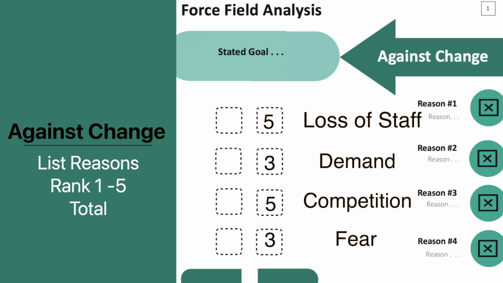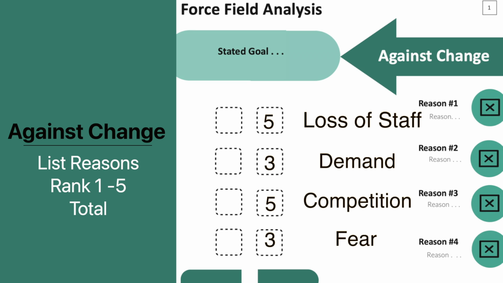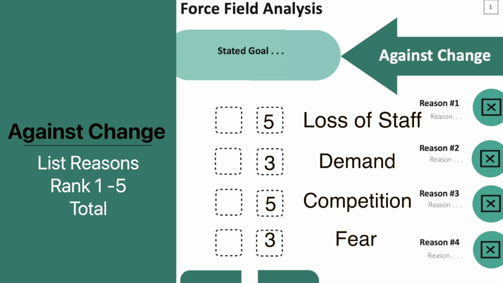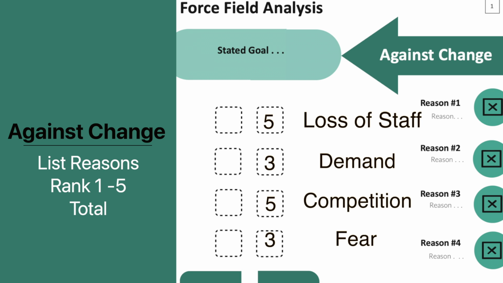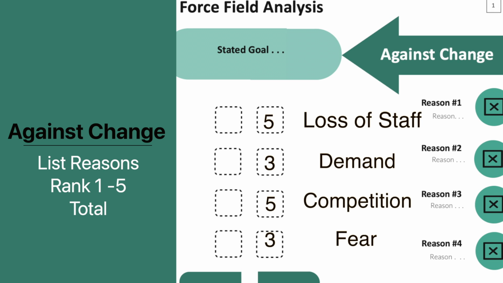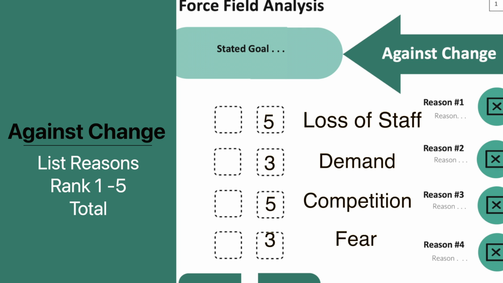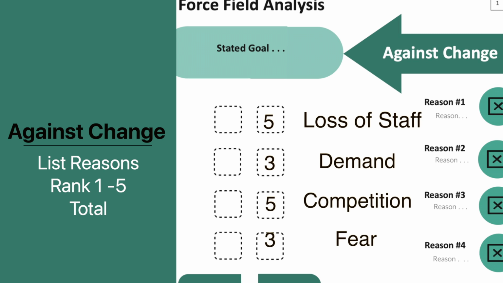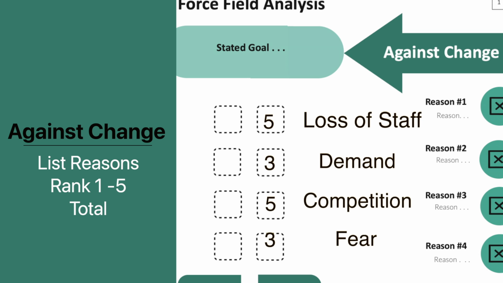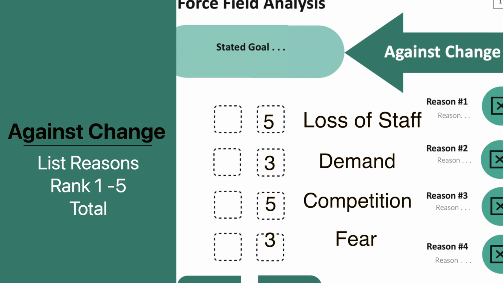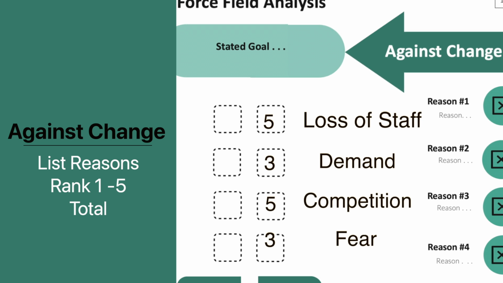Maybe competition is a big deal. And so if you go ahead and enact this change, you're going to be in a new market, which is going to increase competition. So that's going to be a big force. You'll go ahead and give that, say, a 5. Now, maybe you're not too worried about the political environment, but that's somewhat of a challenge that will be a force against this change. You might write down 3.